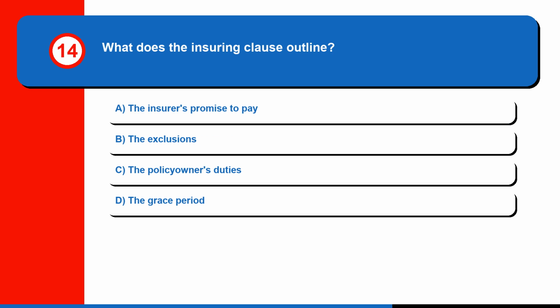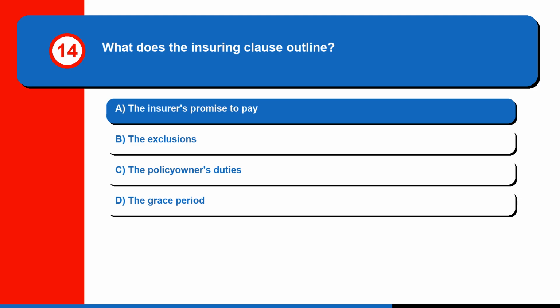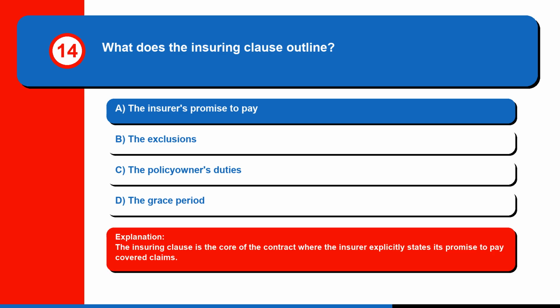Question 14. What does the insuring clause outline? A. The insurer's promise to pay. B. The exclusions. C. The policy owner's duties. Or D. The grace period. The correct answer is A. The insurer's promise to pay. The insuring clause is the core of the contract where the insurer explicitly states its promise to pay covered claims.